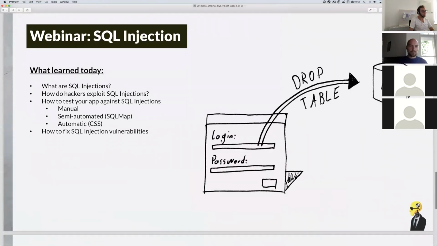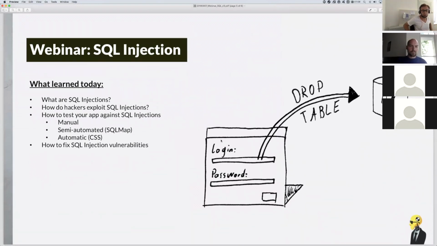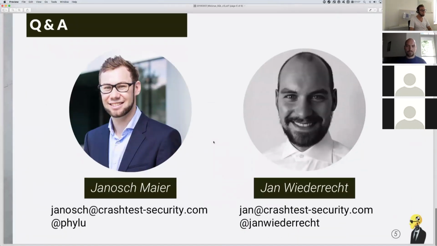So that was basically our webinar, our input on SQL injections. What we learned today is what SQL injections are, how you can exploit them, and then 3 ways, manual, semi-automated, and automatic ways to test for the applications, and also how you can fix the SQL injection vulnerabilities that you found. Now we will get back to Jan for the Q&A session.